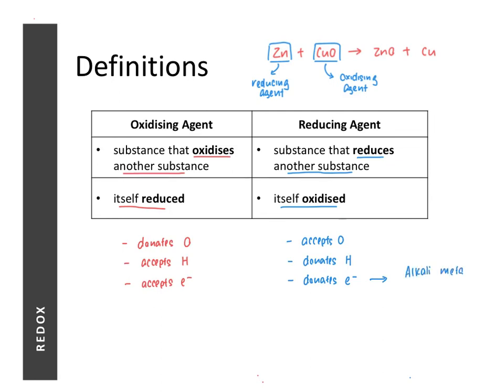Okay, so alkali metals, we have learned they are not stable, they are highly reactive, and they react by losing their electrons, by donating their electrons. That is why in the chapter on periodic table, we learned that alkali metals are good reducing agents.